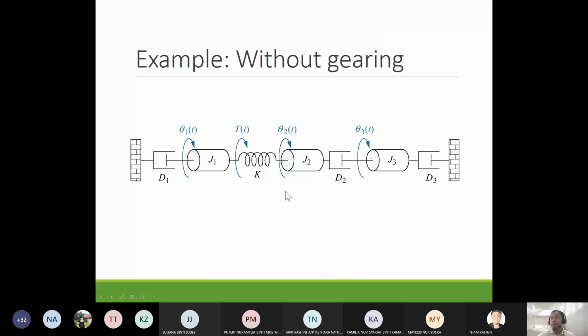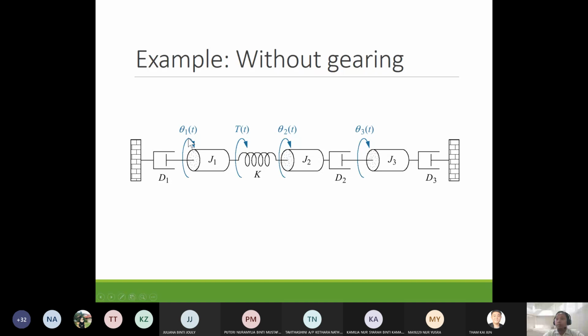So let's look at an example of a rotational system without gearing. The figure here shows a rotational system that has three inertia, J1, J2, and J3. And here there is no gearing. We look at a system without gearing first because it's the simplest thing that you can analyze. Here the arrangement is similar to translational mechanics. So we have damper, we have spring connecting two masses. But here the difference is in terms of the degree of freedom.